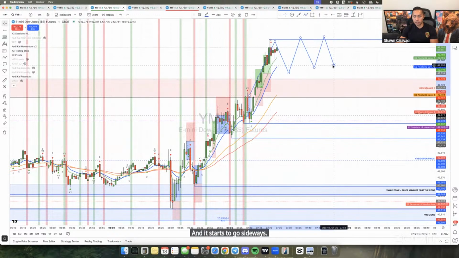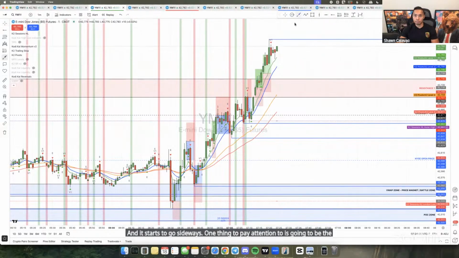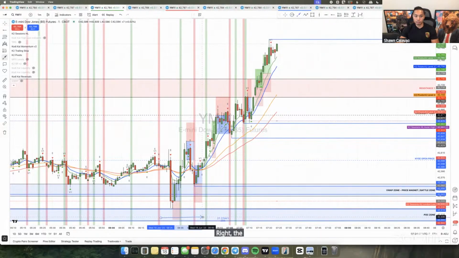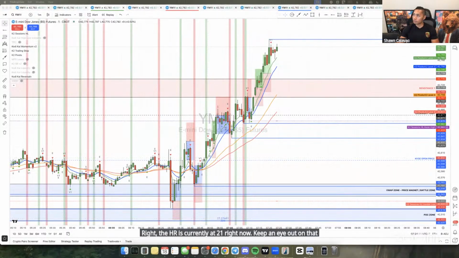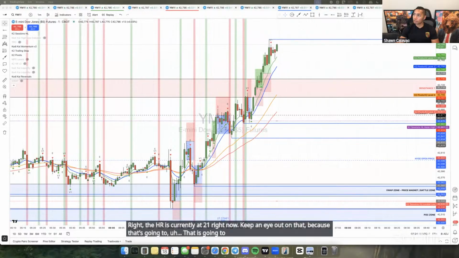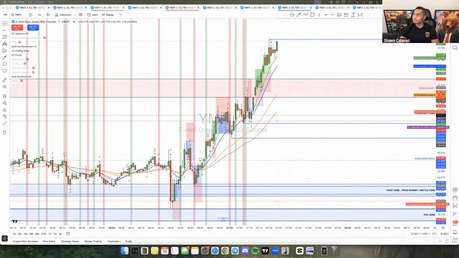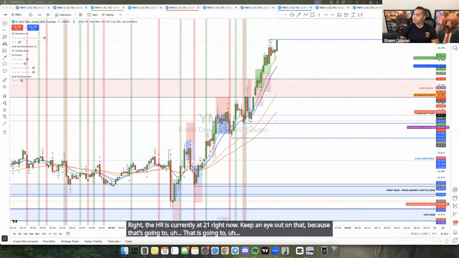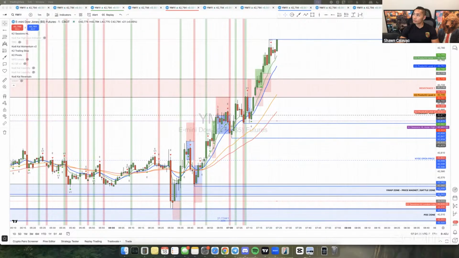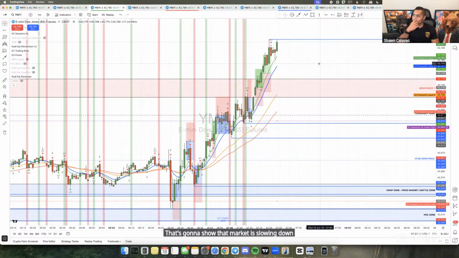One thing to pay attention to is going to be the ATR down below, right? The ATR is currently at 21 right now. Keep an eye out on that, because that's going to show that market is slowing down for sure.